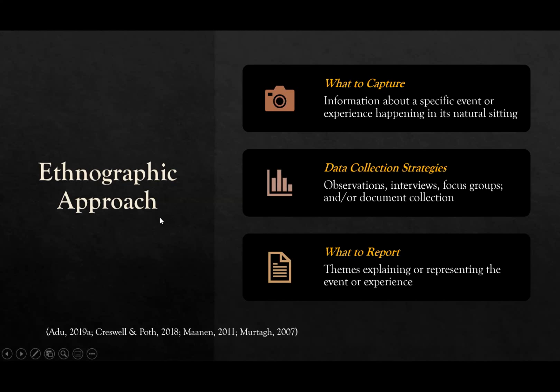Ethnography takes a long time because in order to understand a specific phenomenon in its natural setting, you have to spend a lot of time, right? Some might take weeks, a month, just to see and document what you see, right? And in terms of the analysis, you develop themes to maybe explain a specific behavior or describe a specific event or a situation.